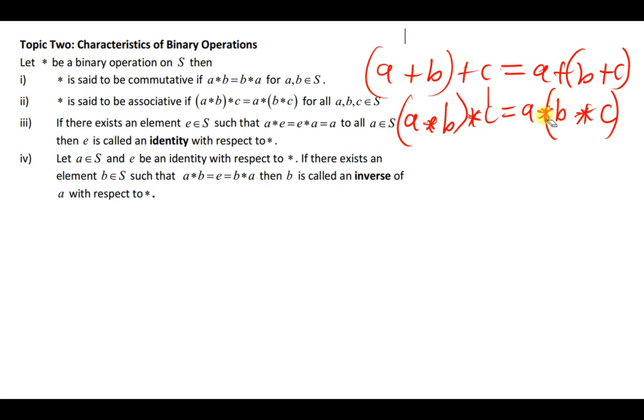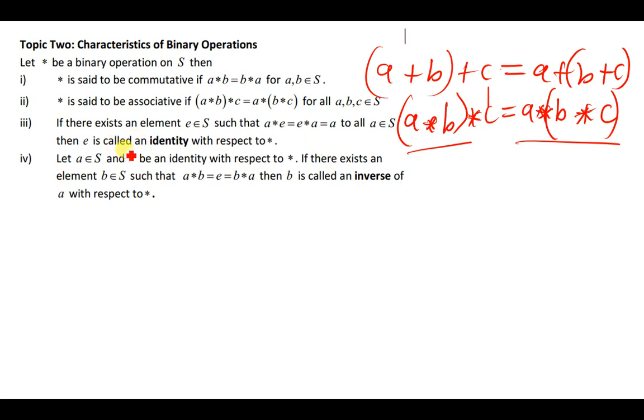Okay, so if these two are equal, this one and this one, you first test the left hand side, then you also test the right hand side. If you find the same answers, then that given operation obeys the associative law. So that's what it means when we talk about the associative law.